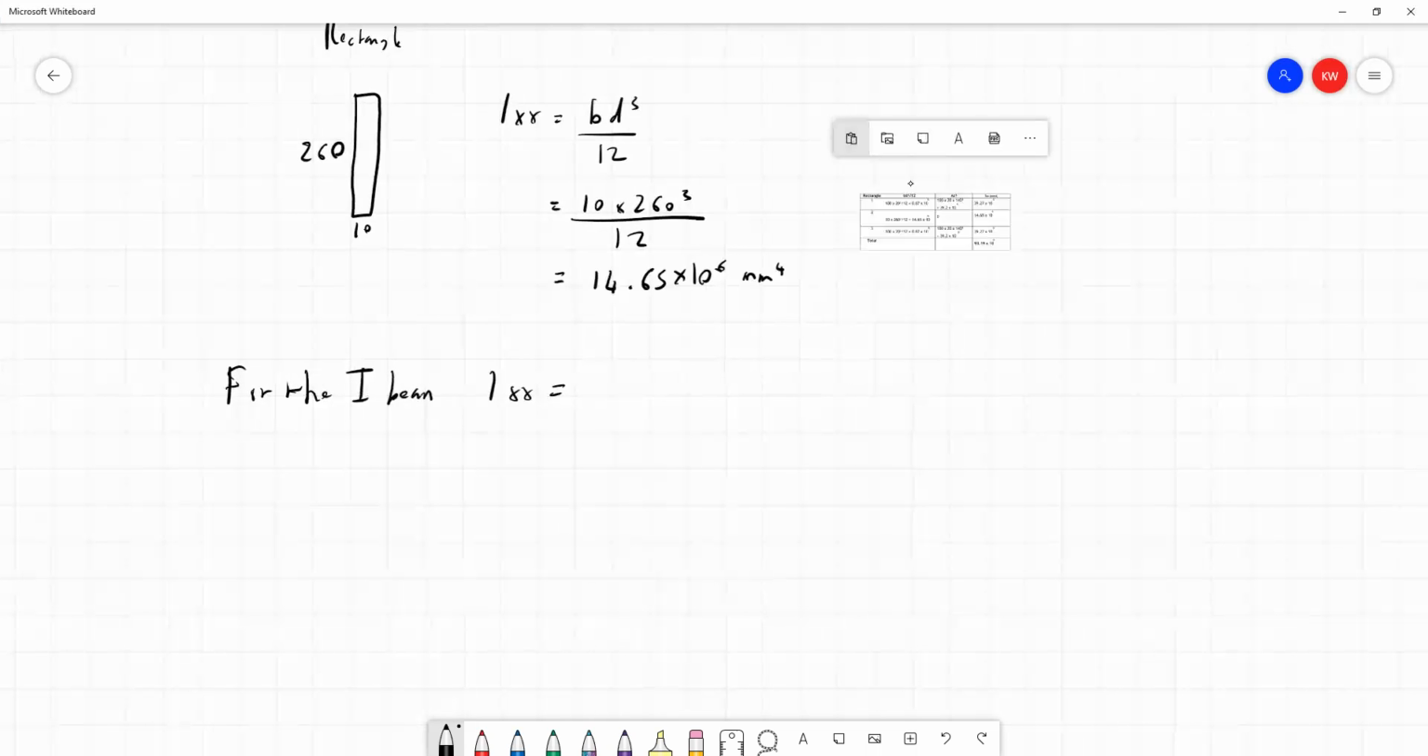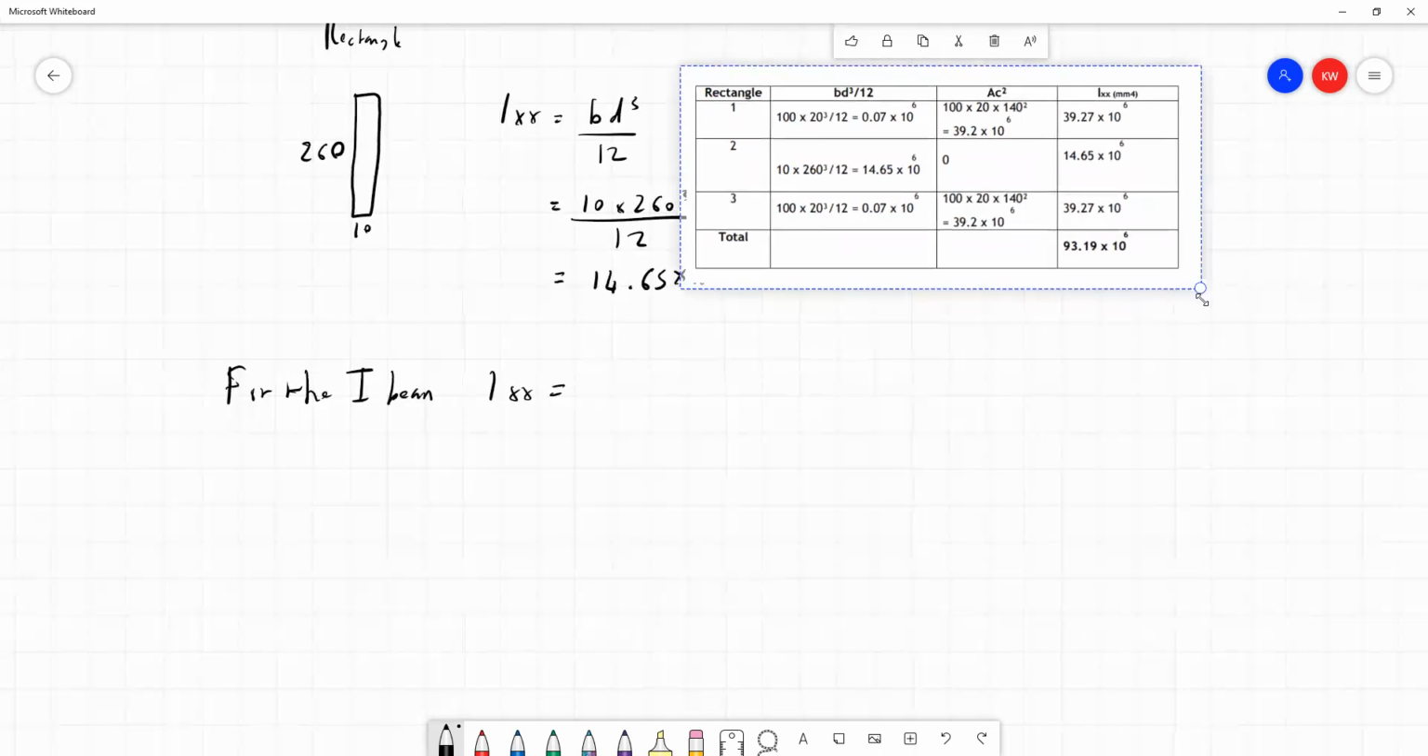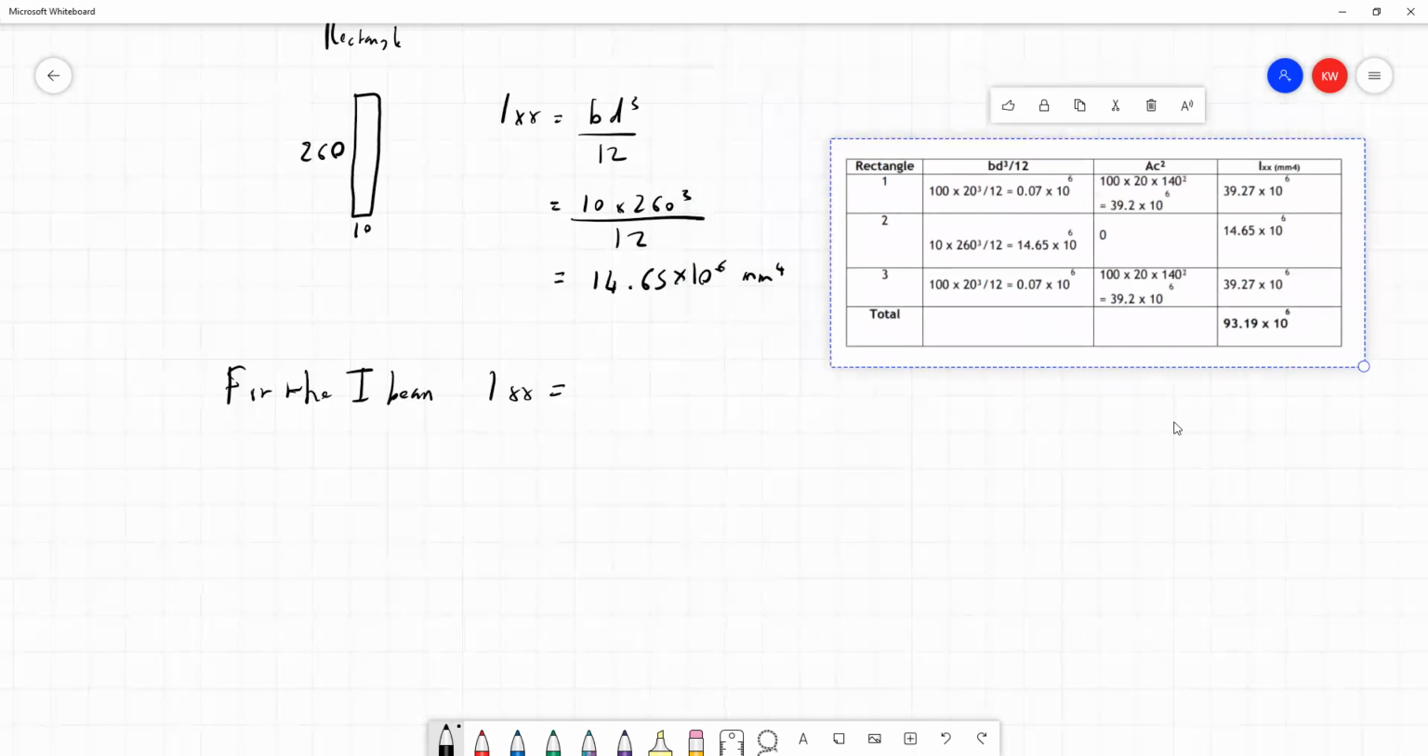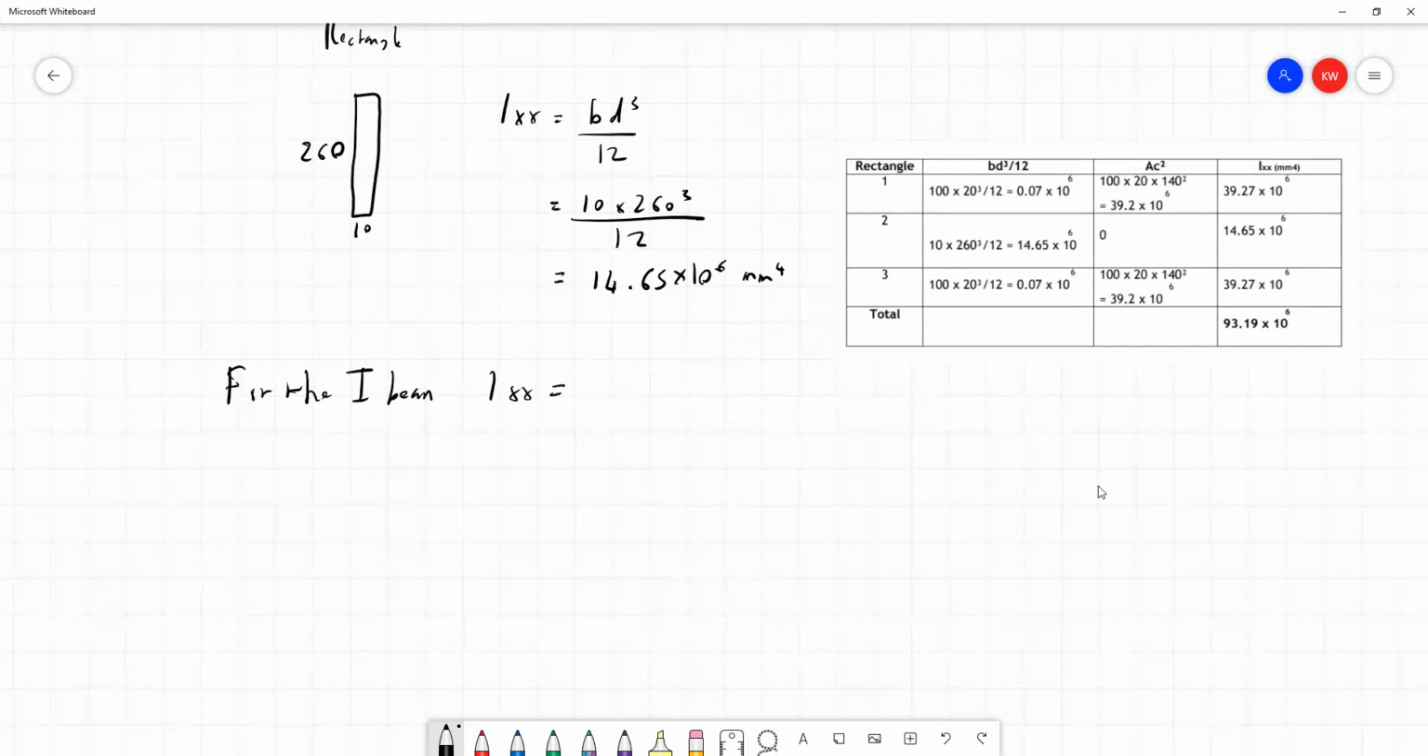So what they do in the course notes, they lay out this nice table here. They work out the BD cubed over 12, and they work out the AC squared separately, and they add them together in this column at the end here. That's just what we've done straight away. And so you can see 3 values, and then they've got a sum total at the bottom. So that's what we are effectively doing here.